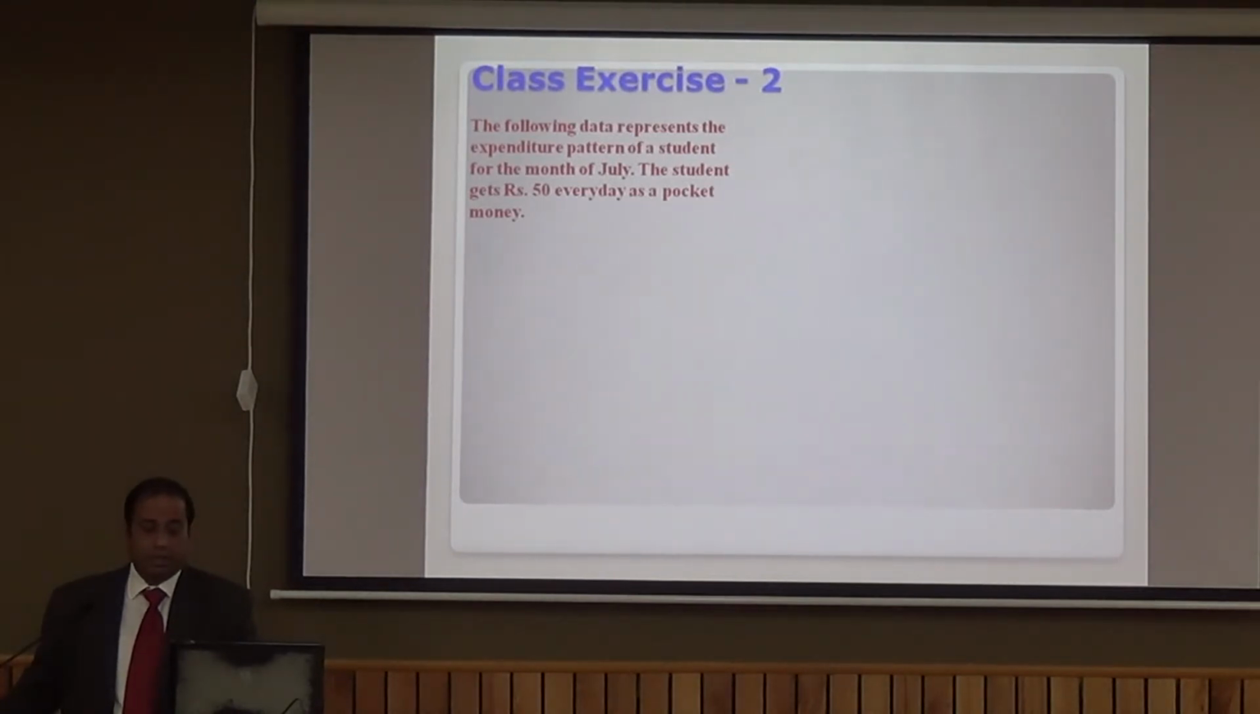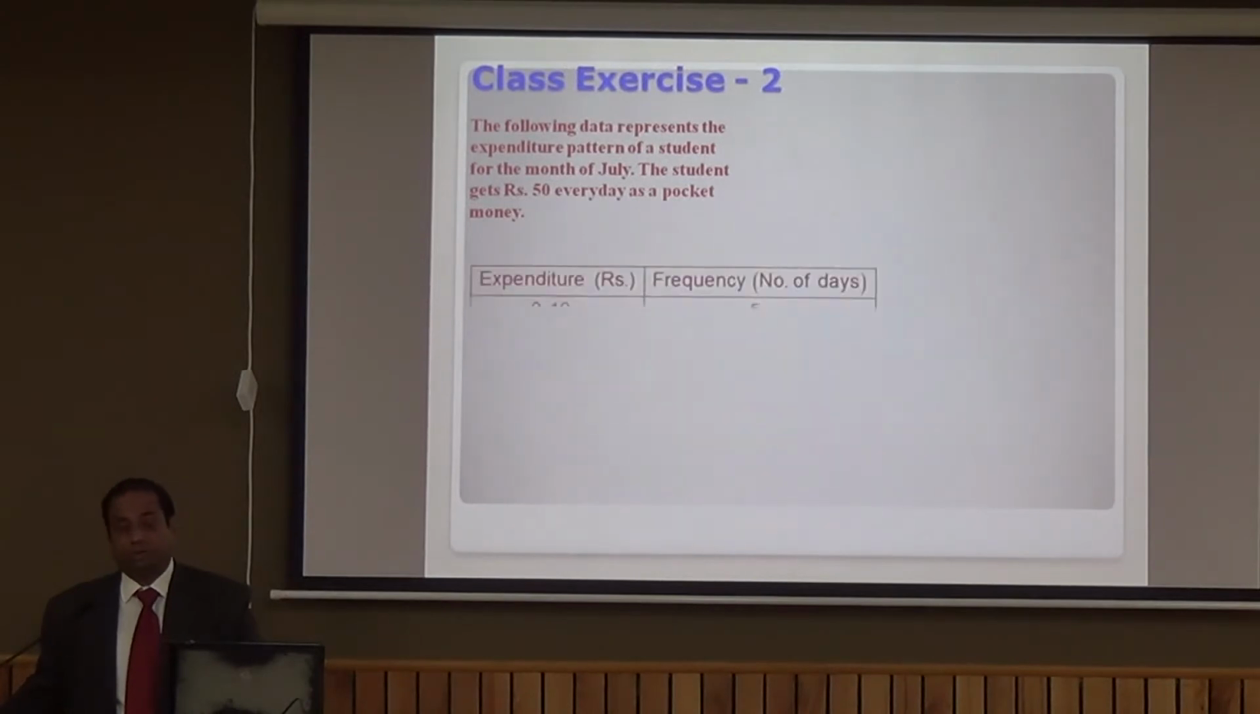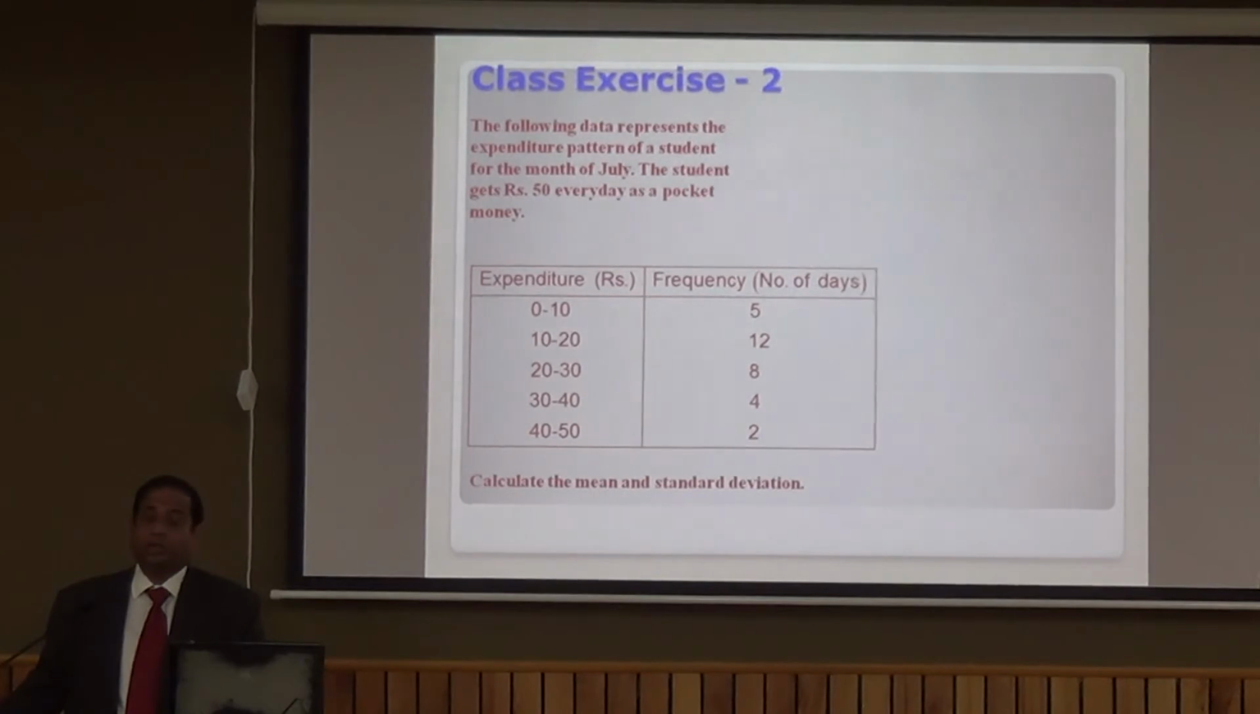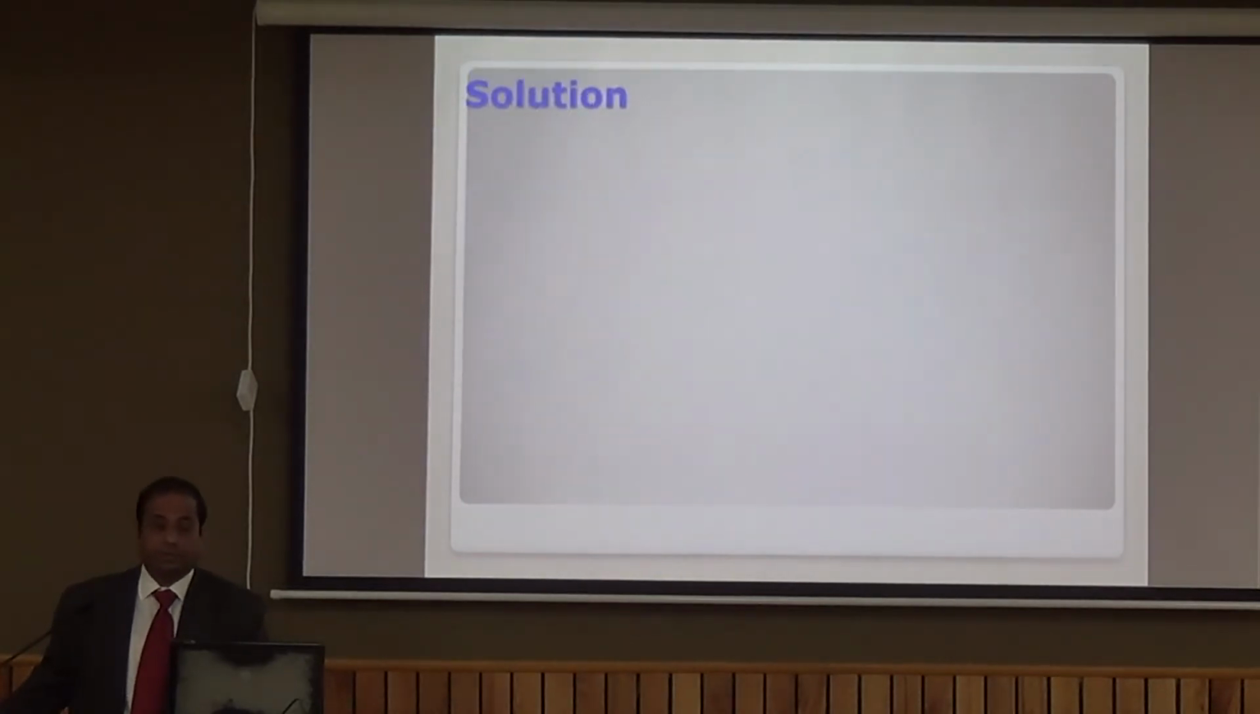Now we take another example. The following data represents the expenditure pattern of a student for the month of July. The student gets rupees 50 every day as pocket money. The data given is here: the expenditure in class intervals 0 to 10, 10 to 20, 20 to 30, 30 to 40 and 40 to 50, and their corresponding frequencies are also given. Then we have to calculate the mean and the standard deviation.